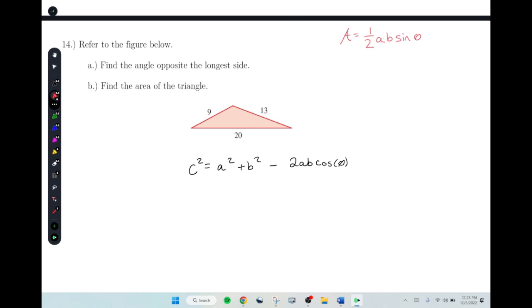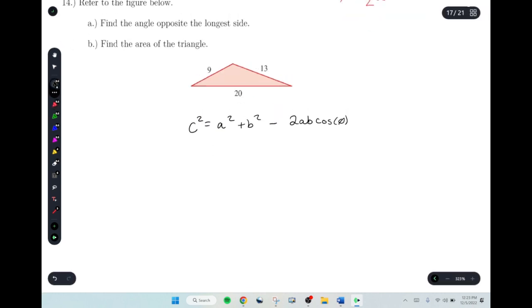Now, if that's a right triangle, sine theta just turns into sine 90 degrees, which turns into 1, and it just turns into 1/2 bh, or 1/2 ab. But that's not where we are now. So let's label these. What do we want to call what side, what angle? And actually, this wouldn't be theta. This would technically be the angle that's attached to C. So if we want to find the angle opposite the longest side, I'm going to call this one little c and this one big C.